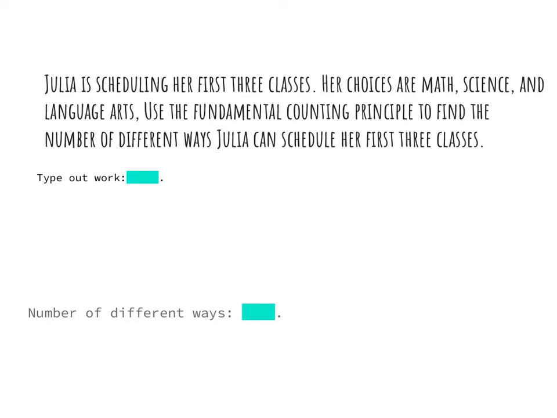So if you're talking about fundamental counting, you're talking about how many options are in the first choice, second choice, third choice, right? So let's say that we're talking about her first period class. So first period, second period, third period. So let's talk about her first period class. How many different options are there for her first period class? Well, starting off, there's going to be 3 options available for her.